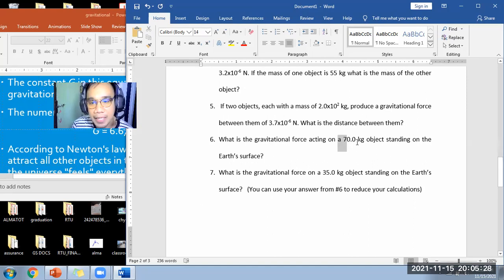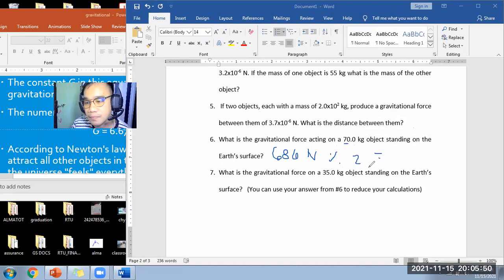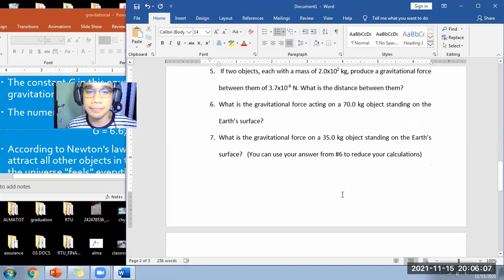So dito di ba 70, tapos naging 35. So you can use your answer from number 6 to reduce your calculation. So ibig sabihin, yung sagot natin dito kanina na 686 Newton, from 70 naging 35, i-divide mo lang siya sa 2. So magiging 343 Newton. So ganun lang. Okay? Kasi sabi 35 from 70.